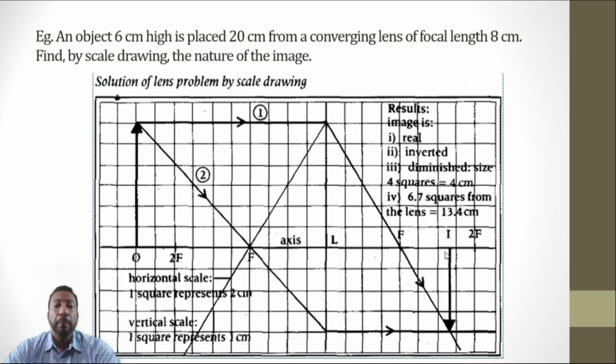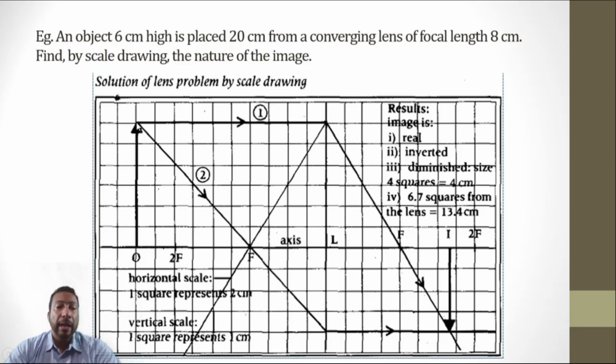Next, I draw my rays. So the first ray I draw from the tip, the top of the object, goes parallel to the principal axis, and when it reaches the lens, in other words, when it reaches the vertical axis, it then refracts to go down through point F. And I keep on drawing that and I extend it as far as I can on my graph paper for the first ray, because I do not know how far I will need to extend it.